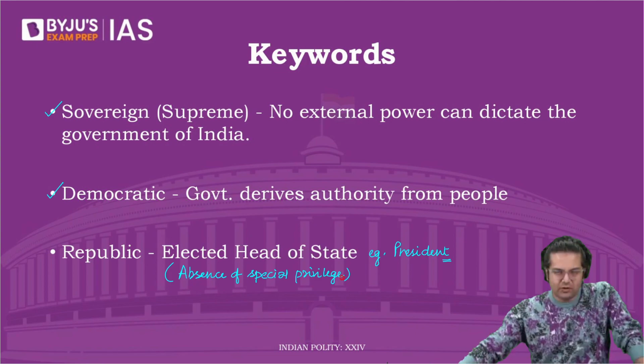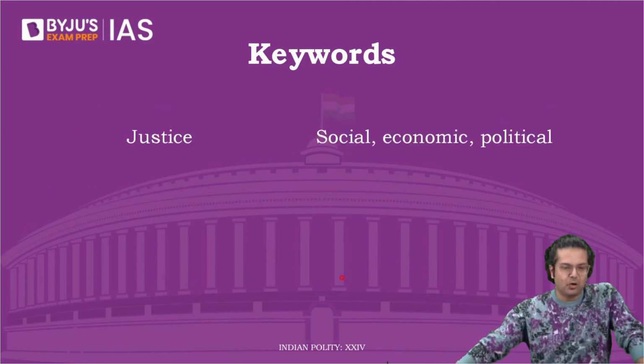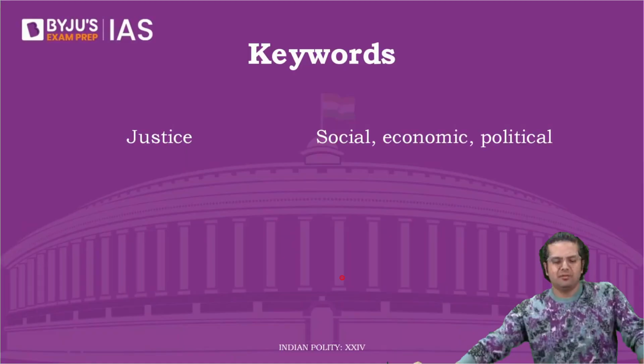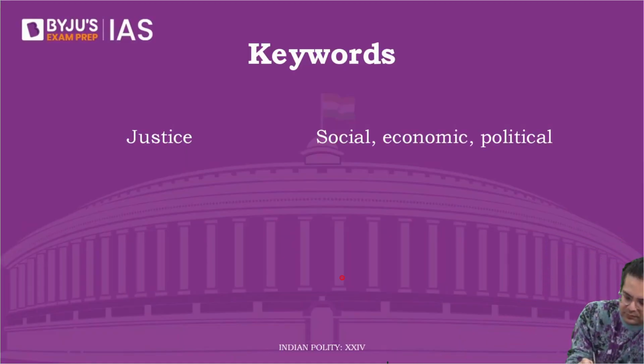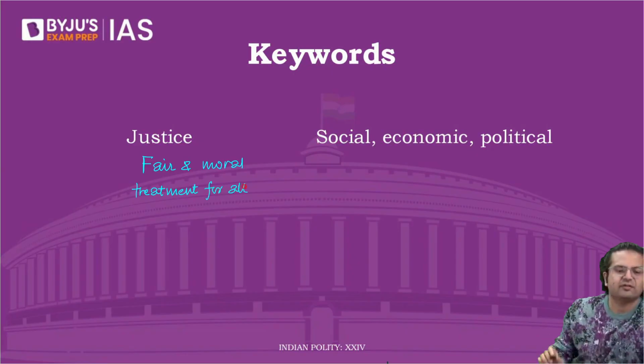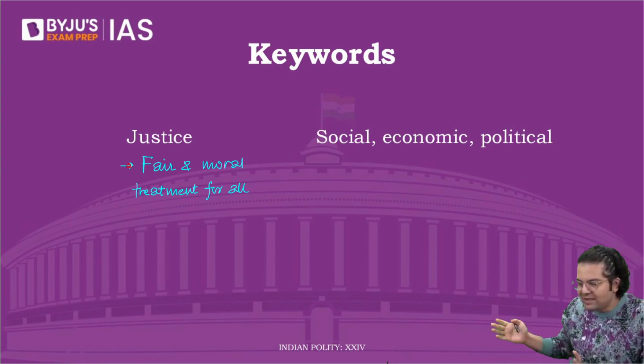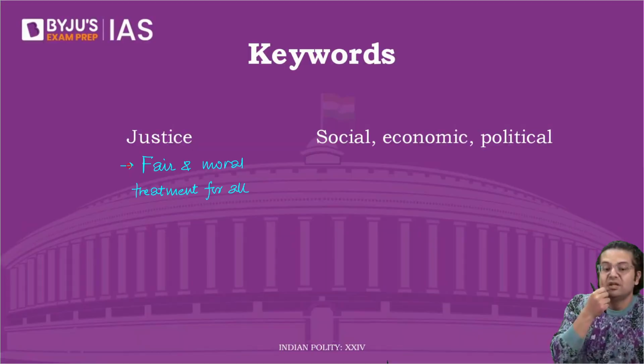Then justice. What is justice? The idea of justice is borrowed from the Soviet Union. Justice refers to fair and moral treatment of all. Giving everyone his or her due. Progress of society as a whole. Righteousness, equity, uprightness, vindication of right. This is what is called justice.